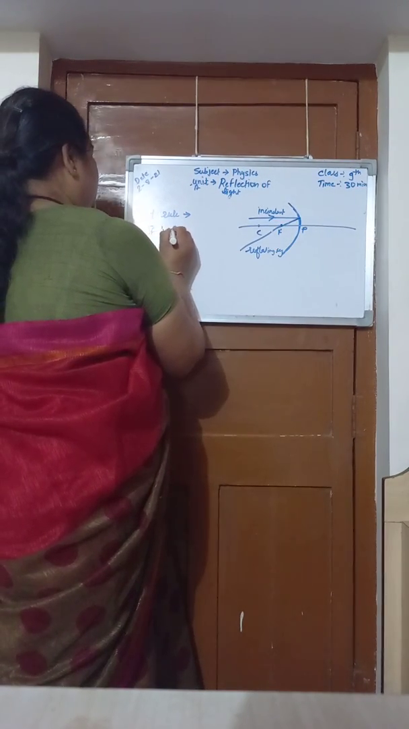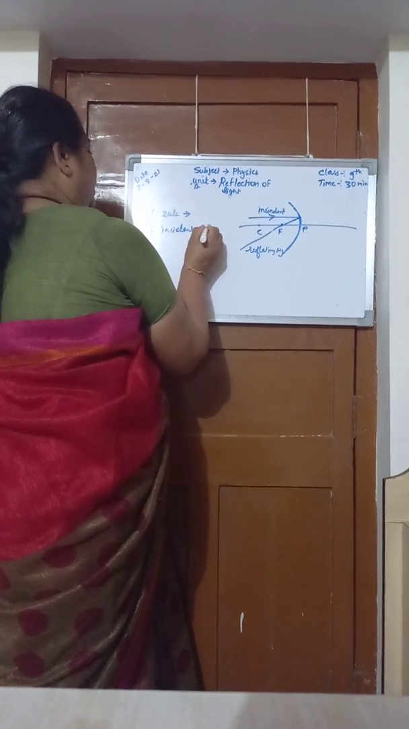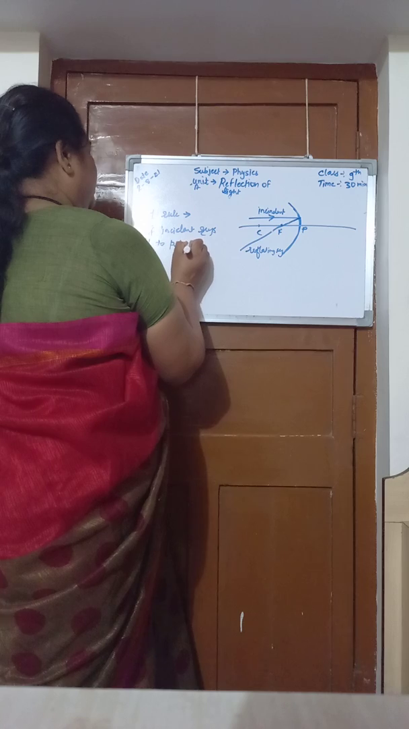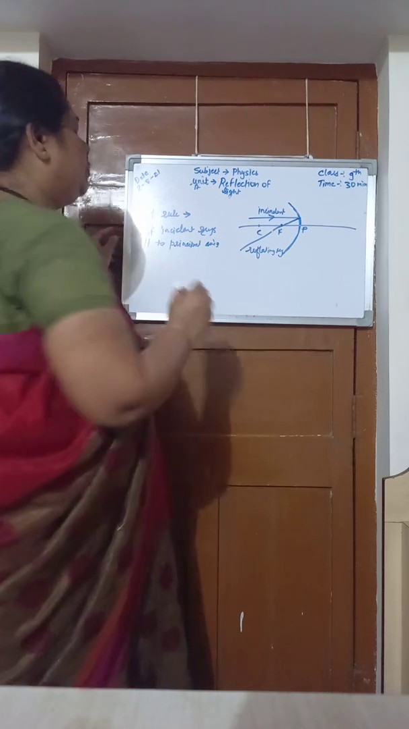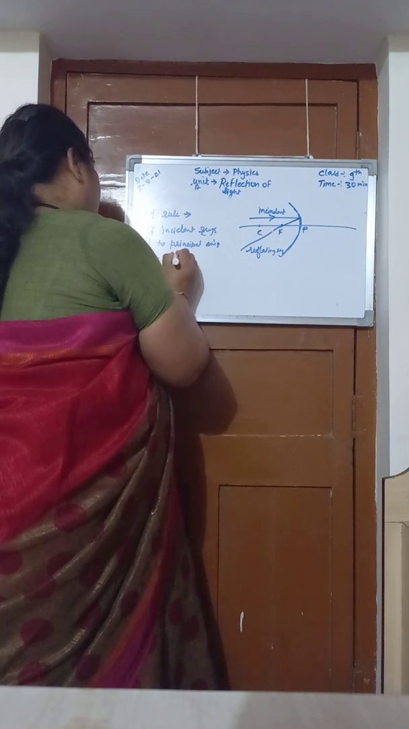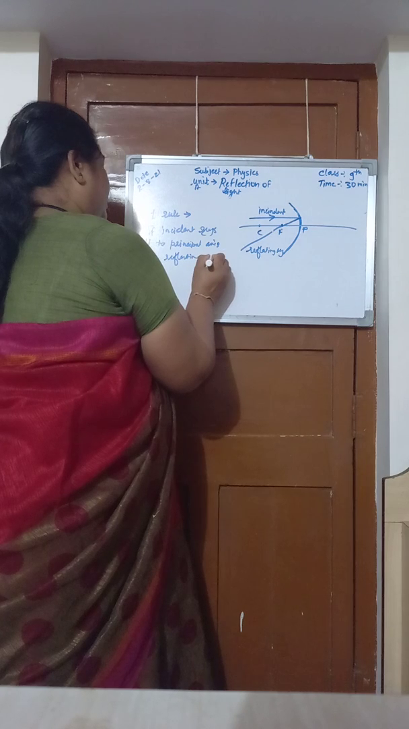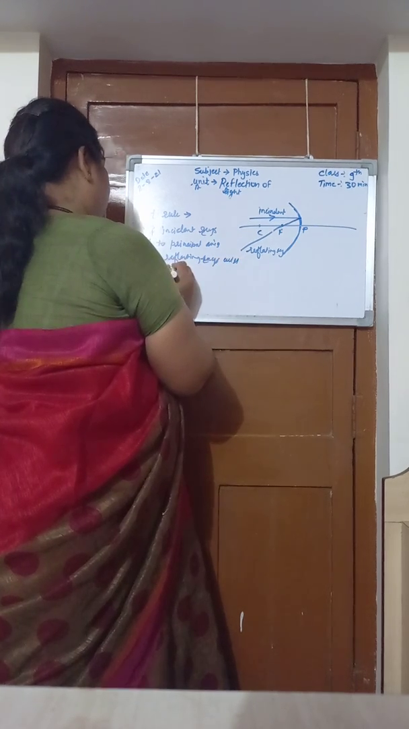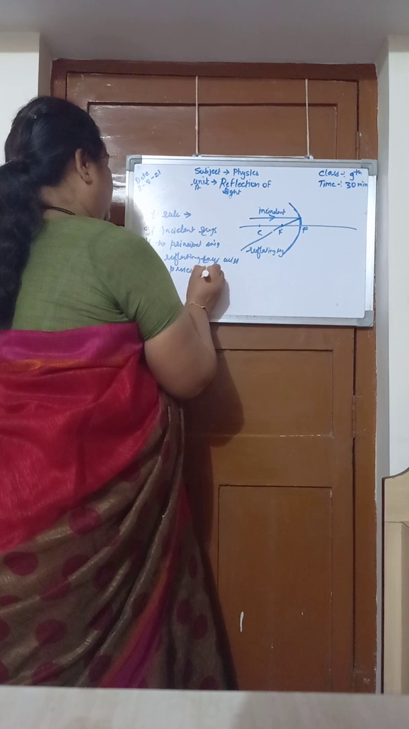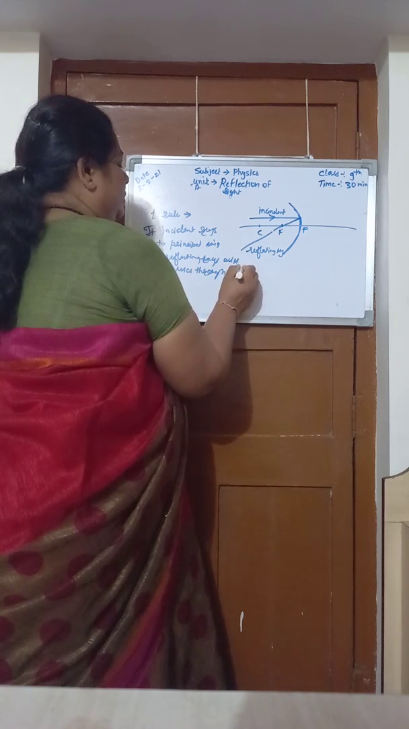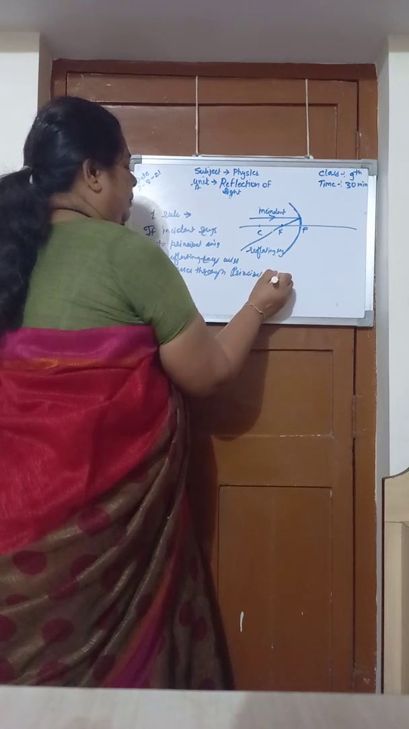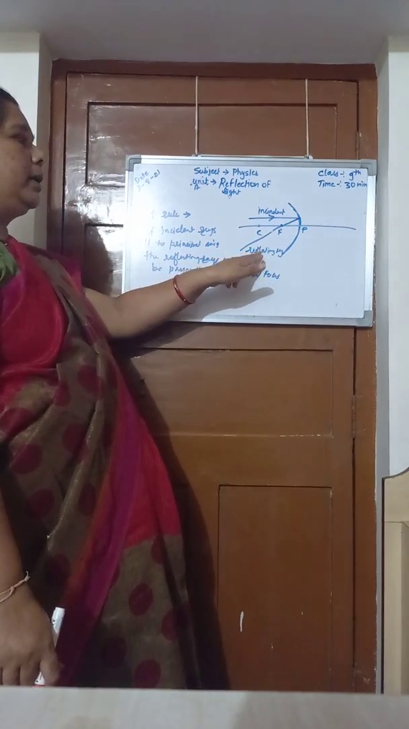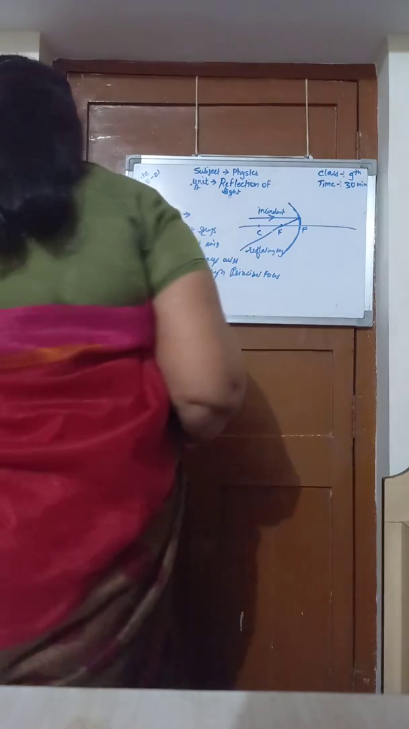Write down here. If incident rays are parallel to the principal axis, then reflecting rays will pass through the principal focus. Okay. Now the second rule.